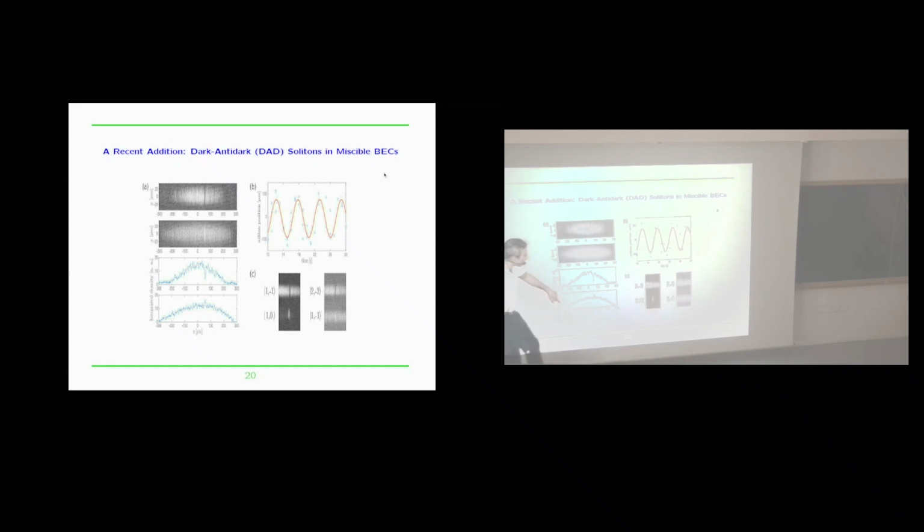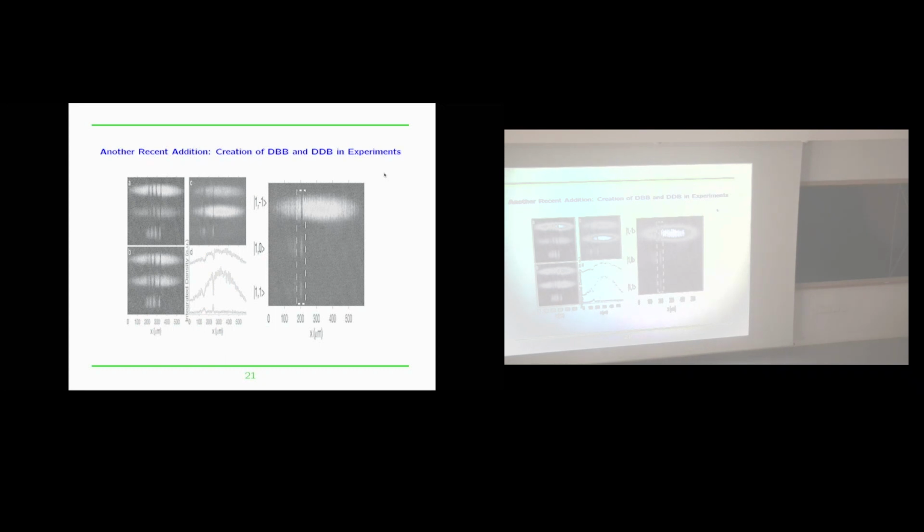To tell the difference, here is a dark bright. You see the background of the bright is at 0. And here is a dark anti-dark. You see the background of the anti-dark is always finite. So this is kind of a different state. And in fact, it also oscillates in the trap, but with a very different frequency than the dark bright. So that's another kind of soliton in the zoo of solitons that I'm showing you.